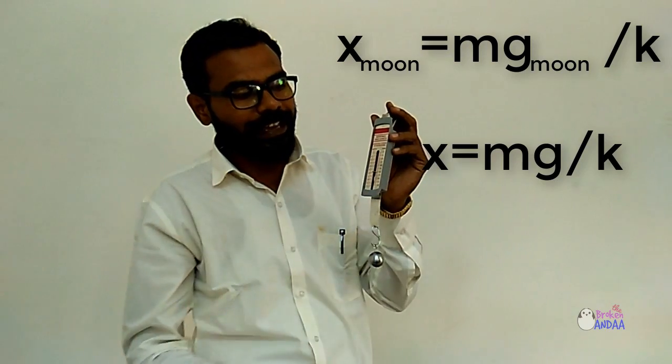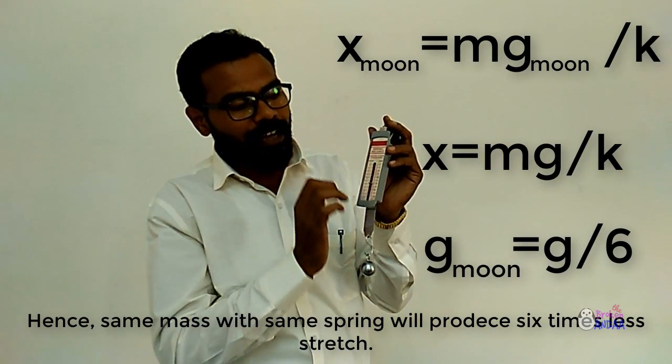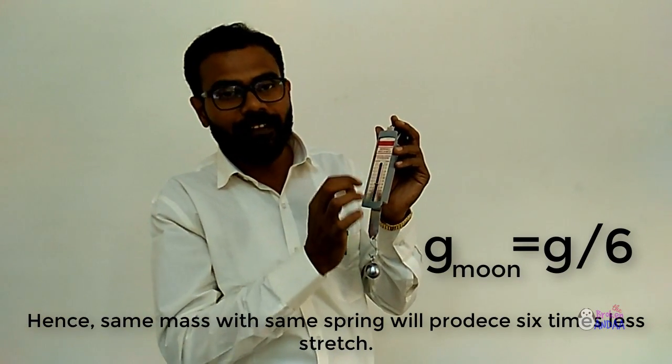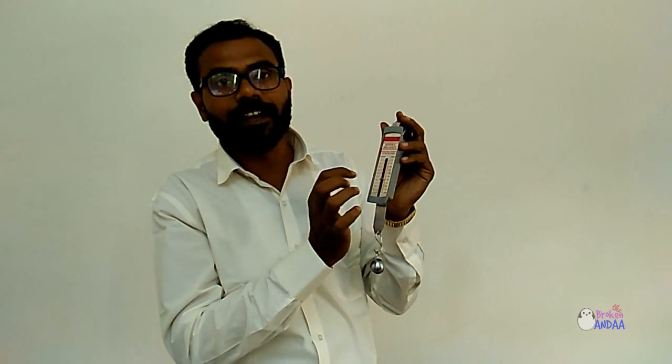That means if I want to use this spring balance on the moon, I will have to change this scale. Instead of 10, I will write 10 by 6, instead of 20, I will write 20 by 6, instead of 30, I will write 30 by 6, instead of 60, I will write 60 by 6, that is equal to 10 grams, and then I can use this particular balance.